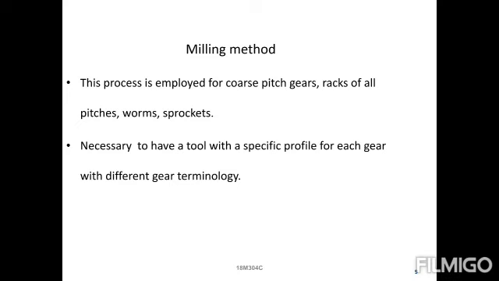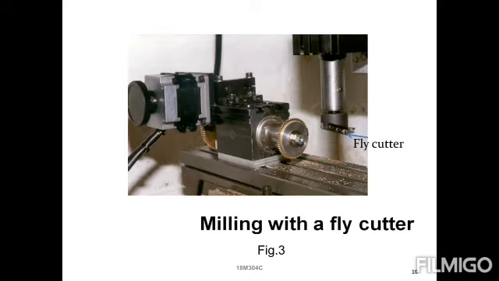We have a number of types of gears: spur gear, helical gear, involute gear. Each and every gear cutting is a different process. Spur gear cutting uses some different type of tools, and helical gear cutting uses separate tools. So it is necessary to have a tool with a specific profile for each gear, and based on the gear terminology we can cut the material.